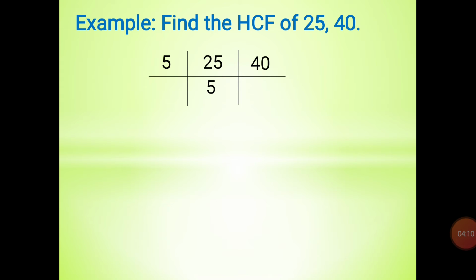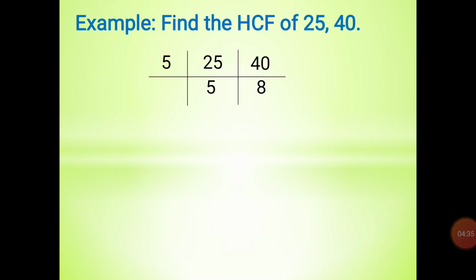Write it below 25. Now divide 40 by 5, and after dividing 40 by 5, we get quotient as 8. Write it below 40. Here we can see we got two new quotients, that is 5 after dividing 25 and 8 after dividing 40. Now again we have to divide 5 and 8 together.